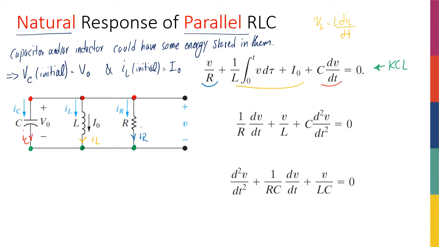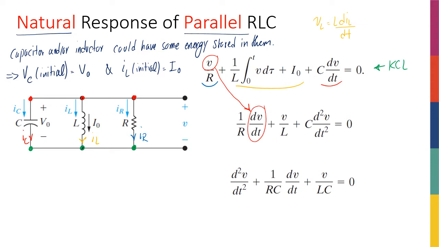Okay. Now, from this point, I can take the derivative of all the sides. So if I take the derivative of all the terms on both sides with respect to time, this V becomes dV over dt, right?